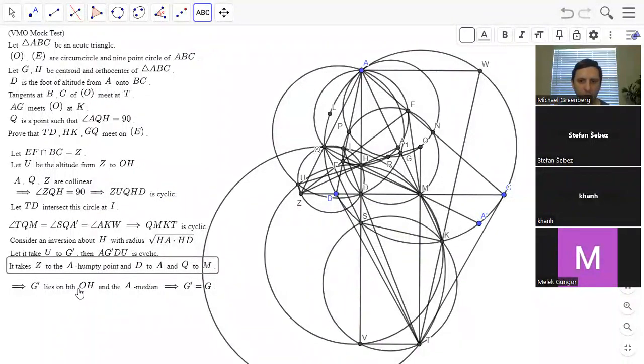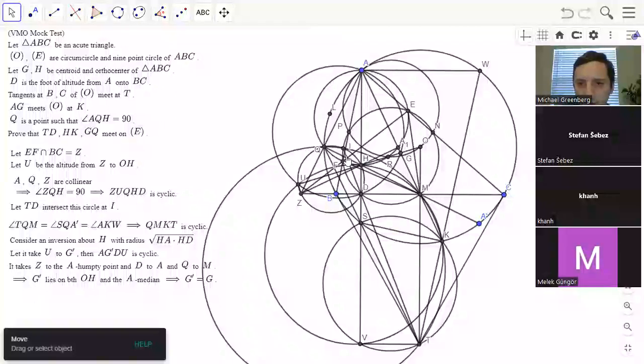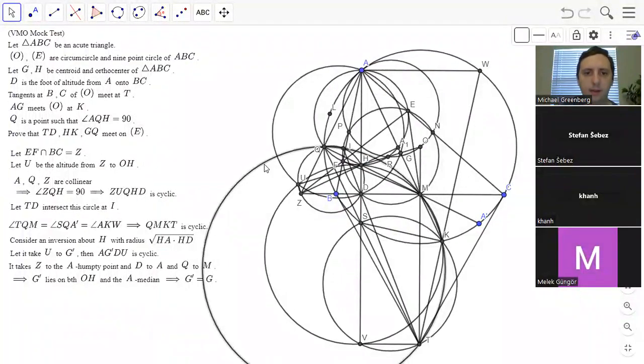Now we want to show that this. Okay, so we just need to show that I lies on QMKT. Can we do that with an angle chase? If we could show these concur, then we might be able to do it using the converse of the radical axis theorem. But I'm not sure how easy that would be.